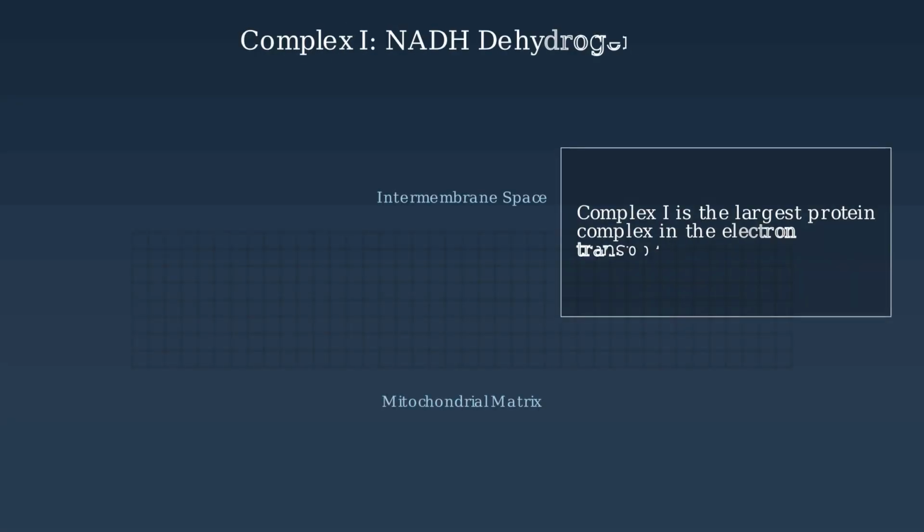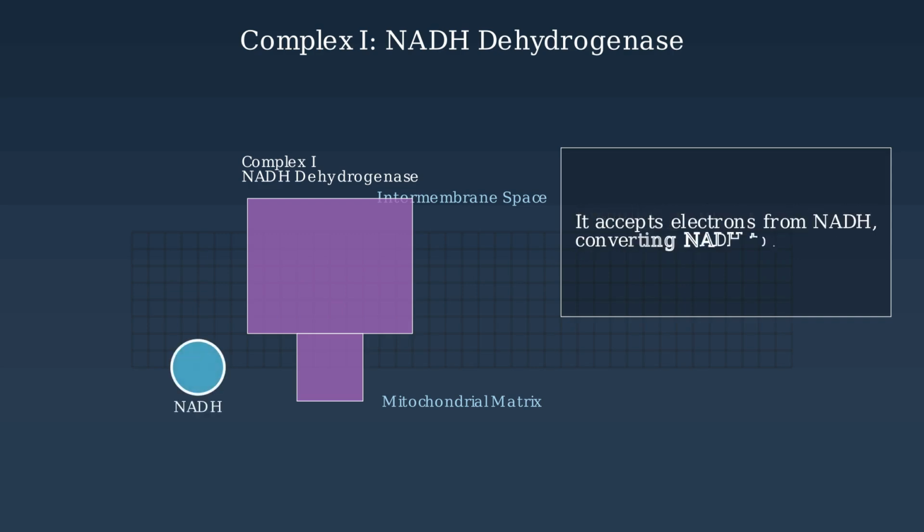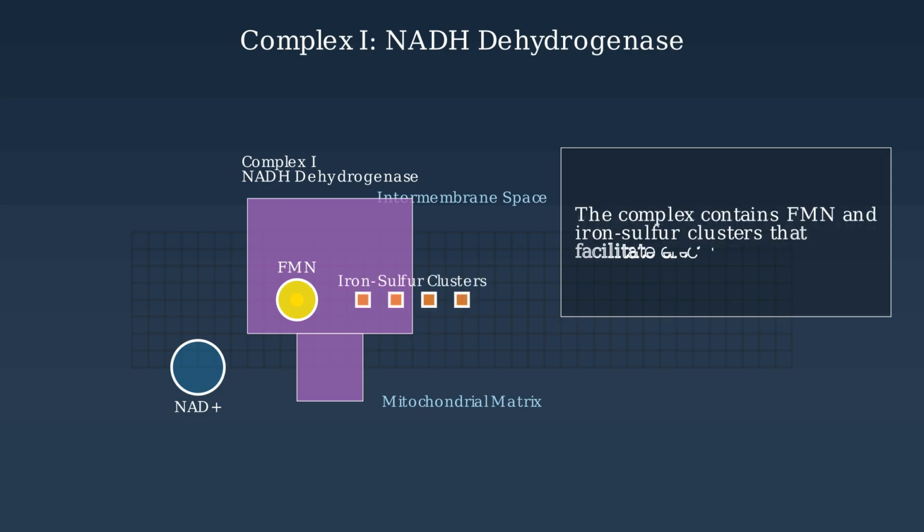Complex 1, also known as NADH dehydrogenase, is the largest protein complex in the electron transport chain. It's a massive L-shaped protein complex embedded in the inner mitochondrial membrane. Complex 1 accepts electrons from NADH, converting it to NAD+ in the process. The complex contains flavin mononucleotide, or FMN, which initially accepts the electrons. From FMN, electrons move through a series of iron-sulfur clusters that act as an electron transfer chain.